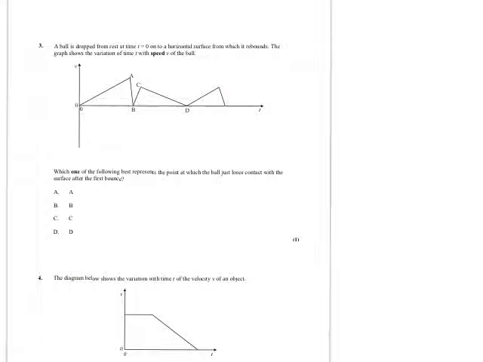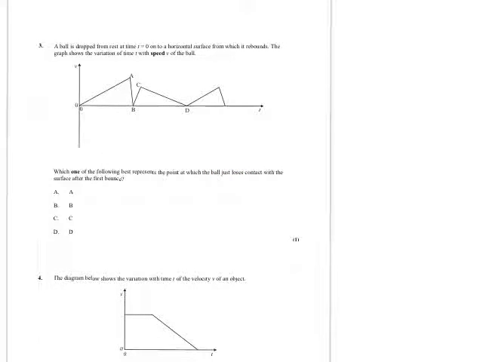Okay, so in this one we've got a ball being dropped from rest at time t equals 0 onto a horizontal surface where it rebounds. So a ball drops on a surface and then bounces back. The graph shows the variation of time t with speed v of the ball. Now, which one of the following best represents the point at which the ball just loses contact with the surface?